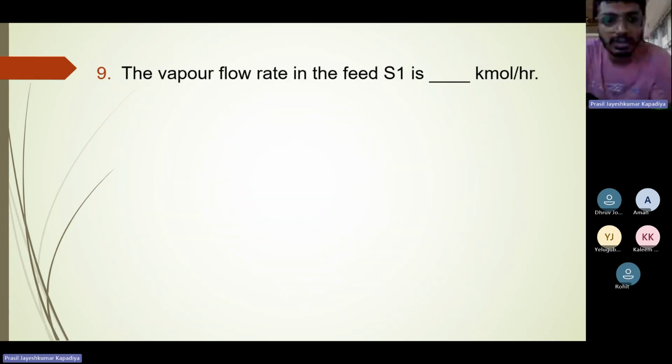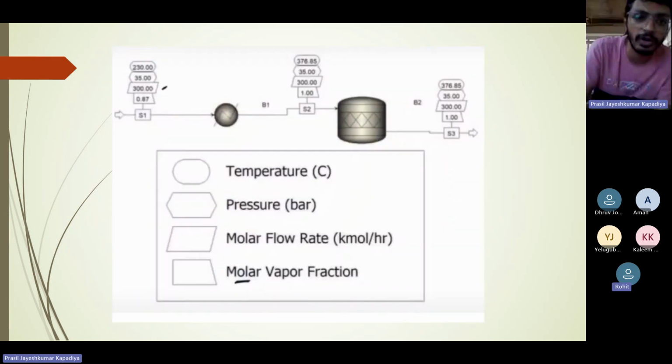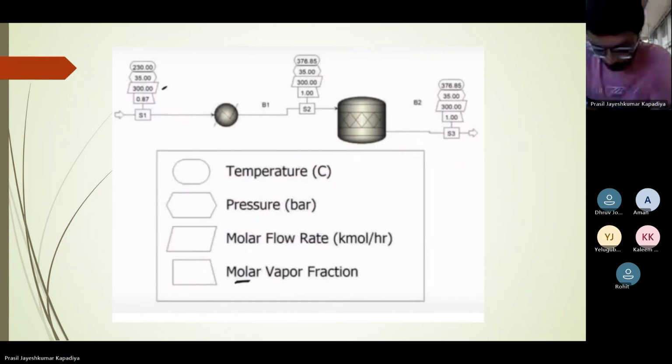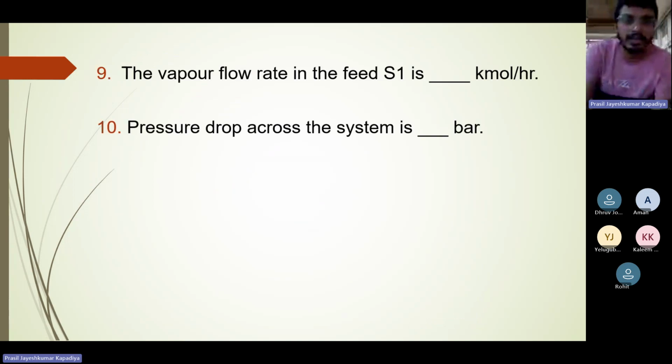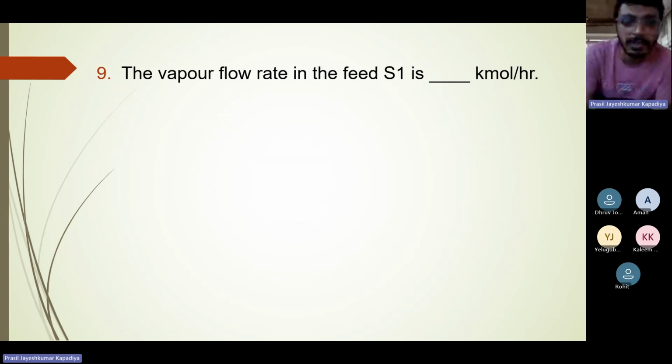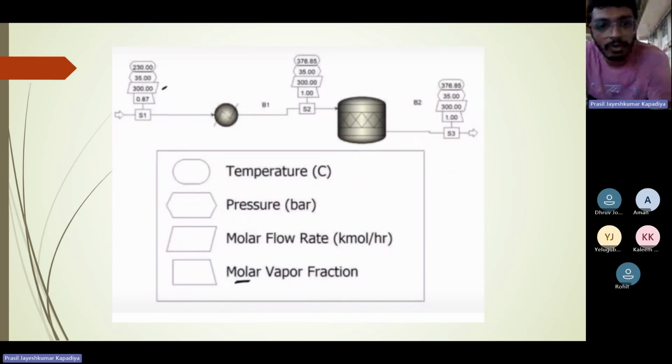The first question is: the vapor flow rate in feed S1 is. What should be the vapor flow rate? 261. How 261? 300 into 0.87. Yes, 300 into 0.87, so that will be the answer for vapor flow rate. The second question is: pressure drop across the system is. It's 0. It is entering at 35 and leaving at 35, so the pressure drop is 0.